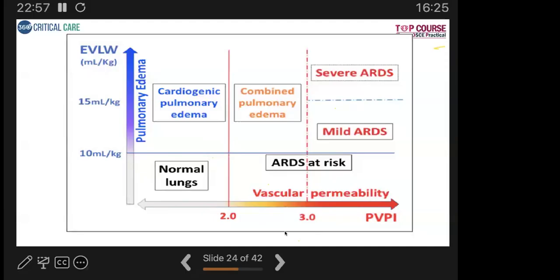The pulmonary vascular permeability index is the ratio of the extravascular lung water to the pulmonary blood volume, and it reflects the pulmonary capillary permeability. An elevated PVPI indicates increased alveolar capillary barrier injury, which helps us to differentiate between a hydrostatic versus ARDS kind of a picture. And any value more than 3 indicates a severe injury to the barrier.